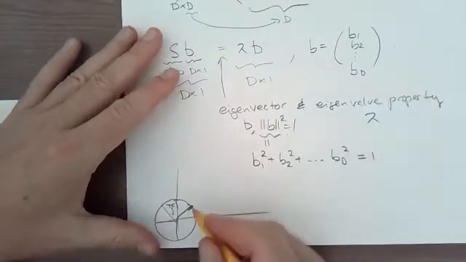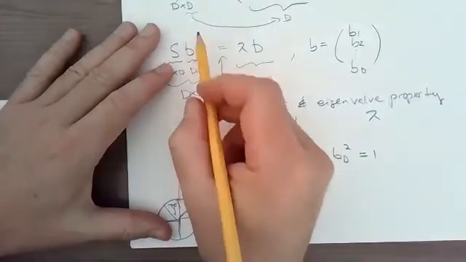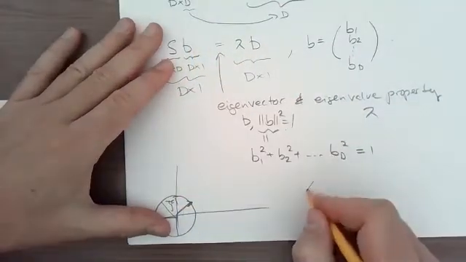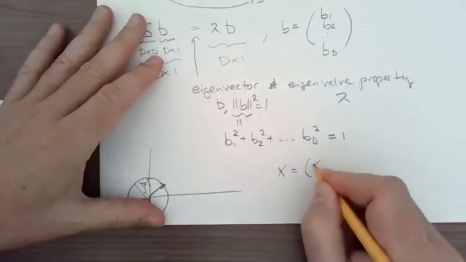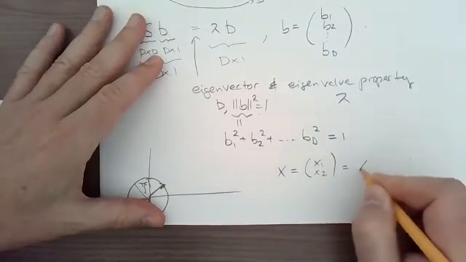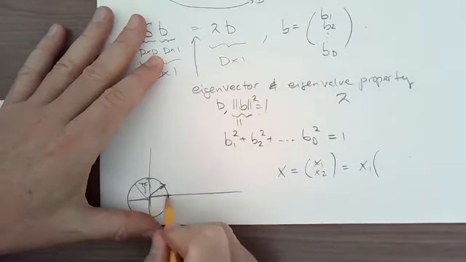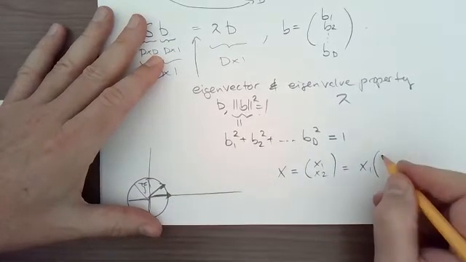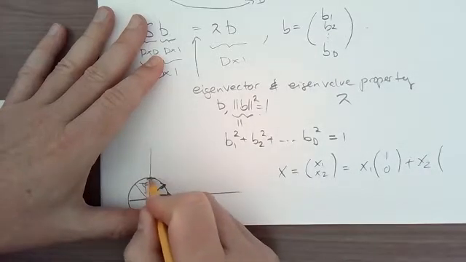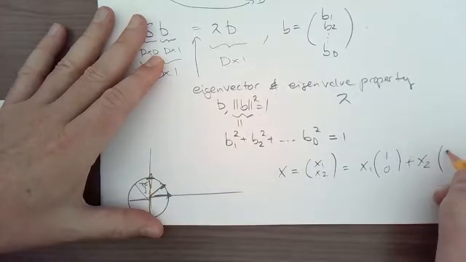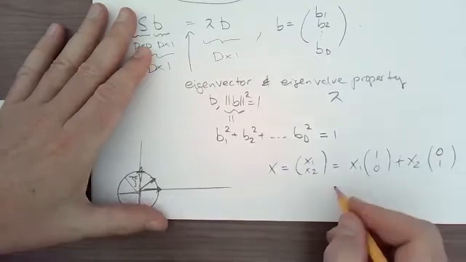If I am in R2, what this allows me to do is take a general x, which is x1 over x2. I can write this as x1 times the usual basis element, 1, 0, plus x2 times the other one up here, 0, 1. But I can write it in many other ways.